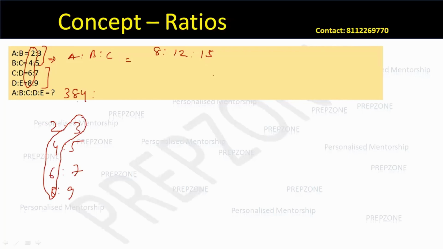So what is this? You just divide 384 by 2, which is 192, and then you multiply 192 with 3. If you multiply 192 with 3, 19 into 3 is 57, 576 is what it will come. Okay, this will be the second ratio. Similarly, the third ratio will be you take 2 from the right hand side and 2 from the left hand side. So this is what will come. Okay, you just do that.